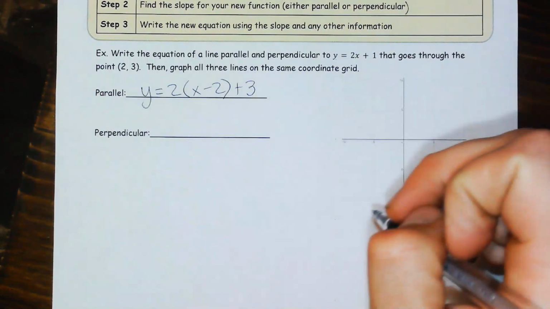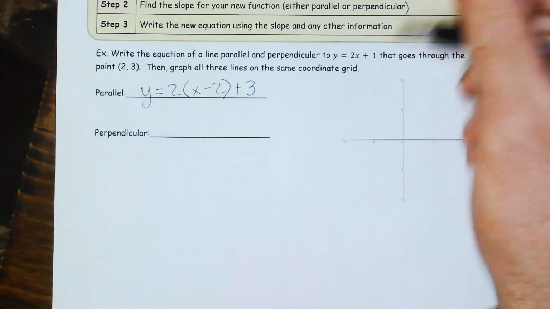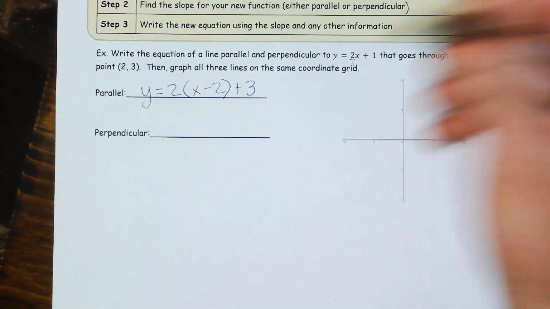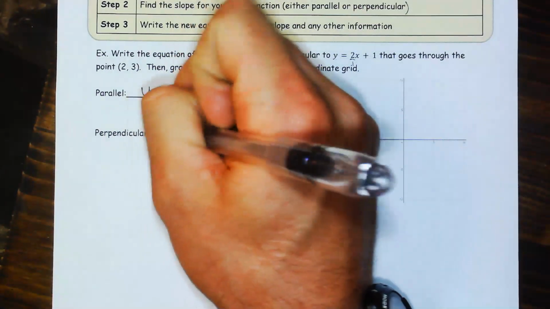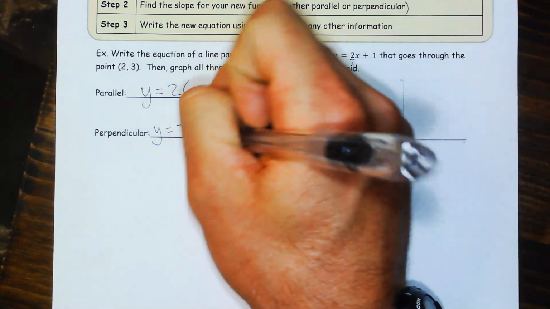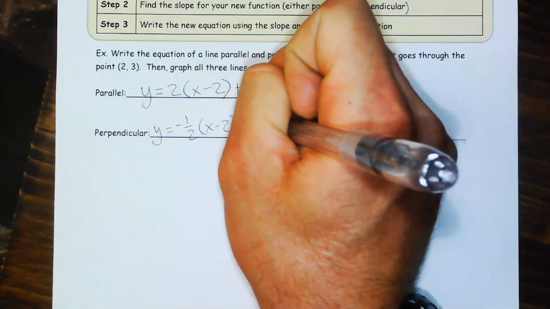And then perpendicular, instead of positive 2/1, I would use negative 1/2. So y equals -1/2 times the quantity of x minus 2, plus 3.